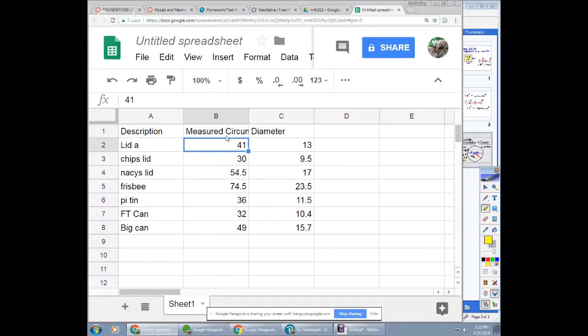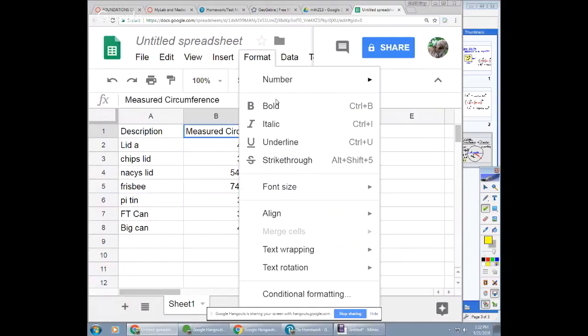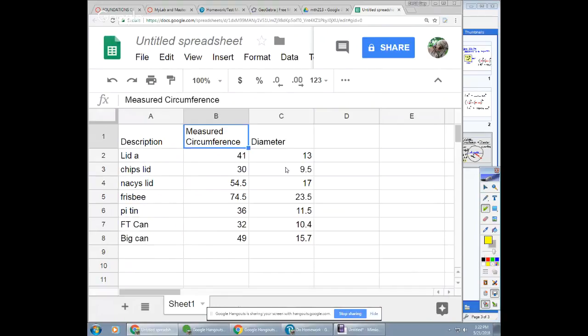Measured circumference. Let's make it pretty. And then we'll go make one over here called calculated circumference. Got pretty.